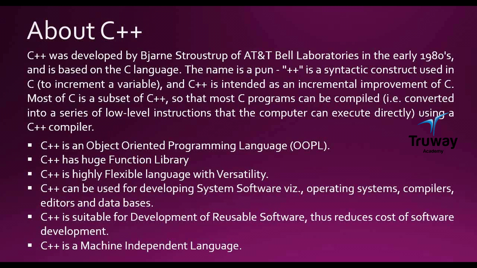huge functional library. It's very flexible, it has versatility, and it is basically used for creating huge software systems such as operating systems, compilers, editors and databases. The software industry was revolutionized after getting this language because it has the object orientation feature, and it is suitable for developing reusable components, reusable software, where we can cut down the development cost of the software. And just like C, this is a machine independent language, and it is portable also.